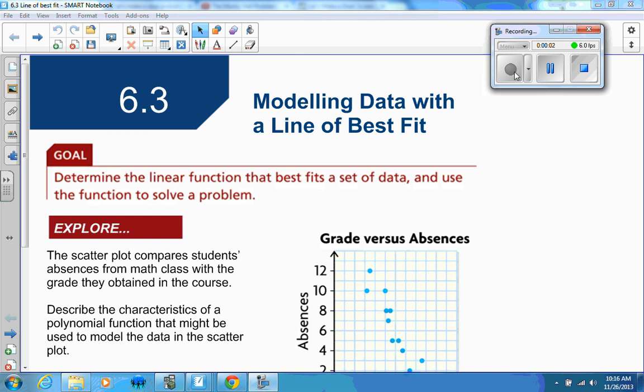Let's look at page 401 in your textbook called 6.3 Modeling Data with Line of Best Fit. As we usually do, we're going to flip to the end of the section on page 407, and you're going to copy that into your learning journal.